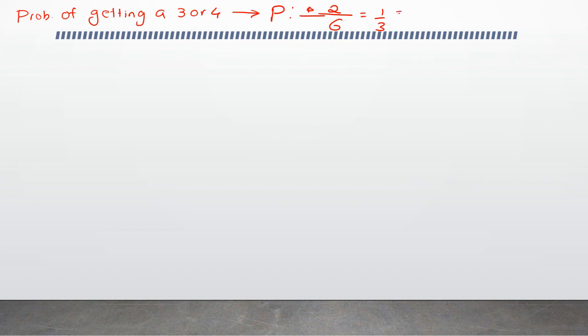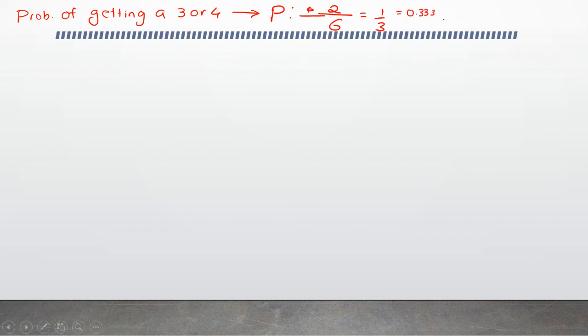Okay. So in this case, you will have to calculate the probability of getting a 3 or 4. Now, the probability of getting a 3 or 4 on a die, represented by capital P, is 2 upon 6, that is 1 by 3, or I can say 0.3333.